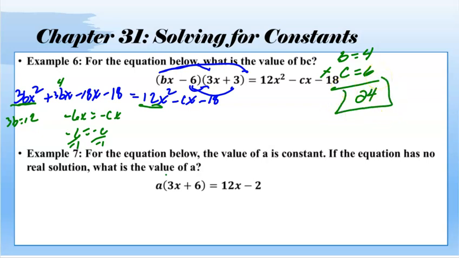Example 7. For the equation below, the value of a is constant. If the equation has no real solution, what is the value of a? So again, on the right-hand side, I have it all multiplied out. Here I want to distribute, and this is going to give us 3ax plus 6a. And this has to equal 12x minus 2.